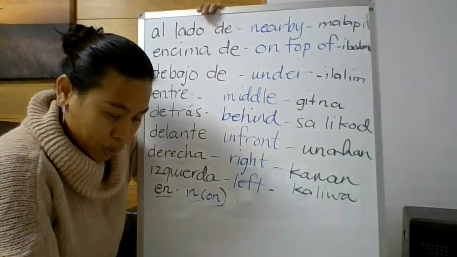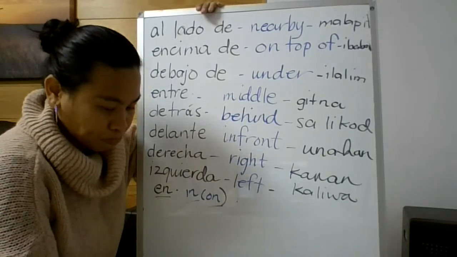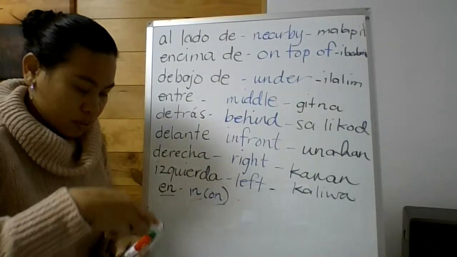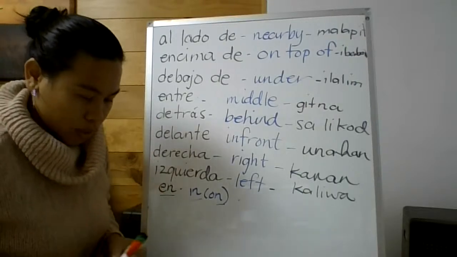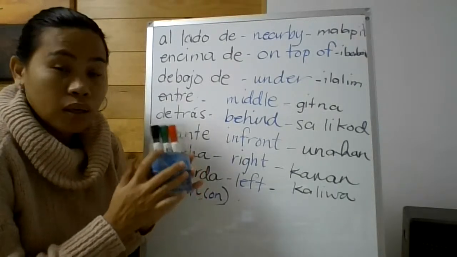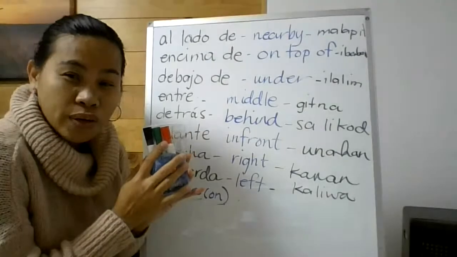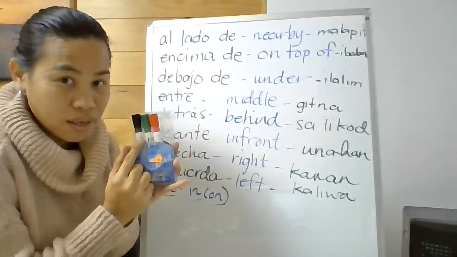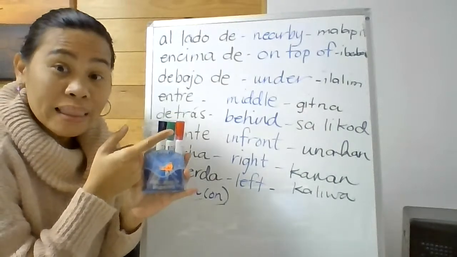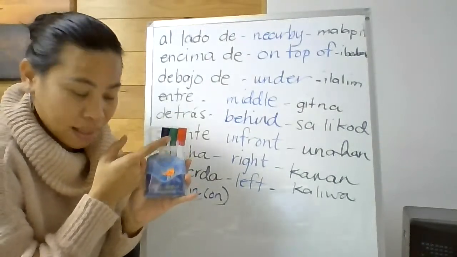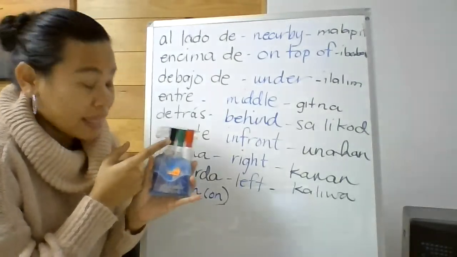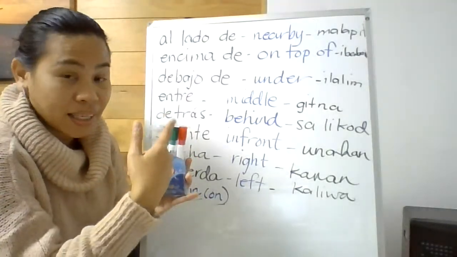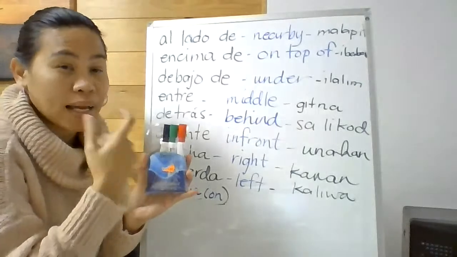So, for example, we're going to use the sentence. Okay. For example, the markers, okay? El verde, for example, está entre de negro y rojo. Entre. Middle. Okay, está entre.